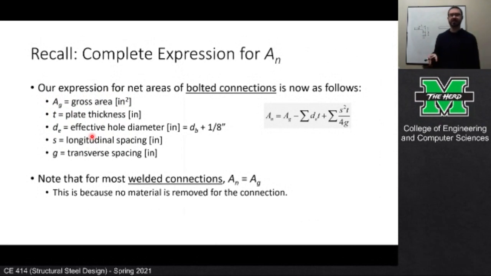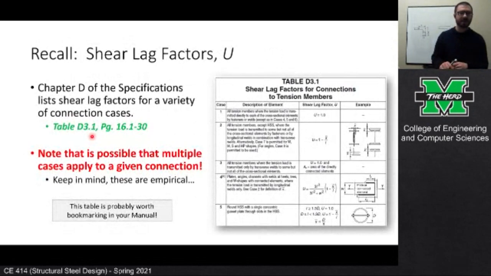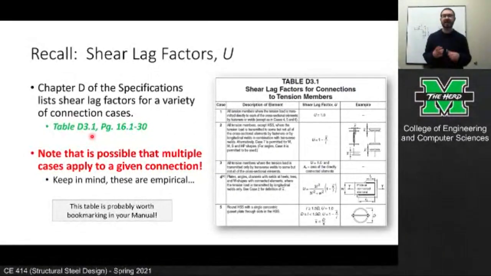For bolted connections, if we want to find the net area, we take the gross area minus the area lost due to the bolt holes, so the diameter of the hole times the thickness, the diameter being the bolt diameter plus 1/8 of an inch, and then we add any necessary stagger factors. And there's going to be some quirks with that today. Shear lag factors, this actually really isn't going to be a factor today, and that'll become clear as we get into the example.